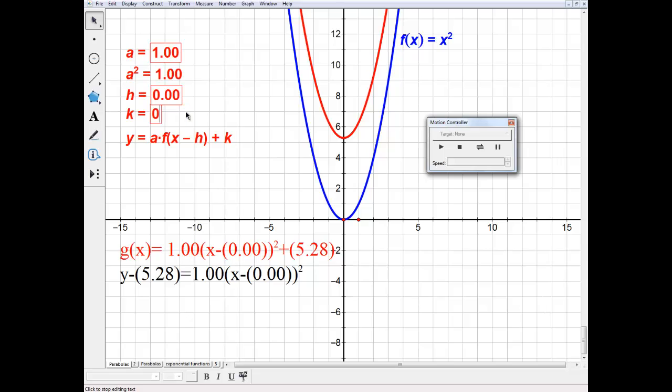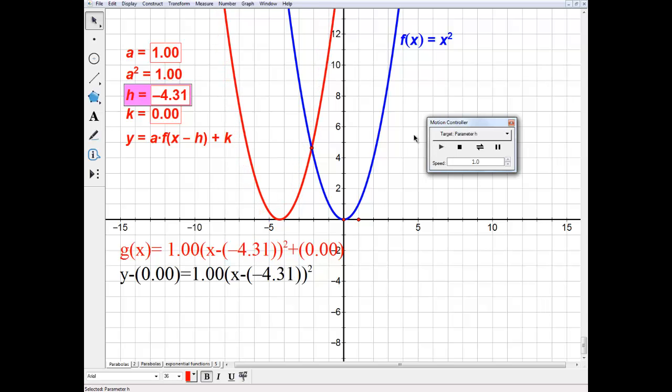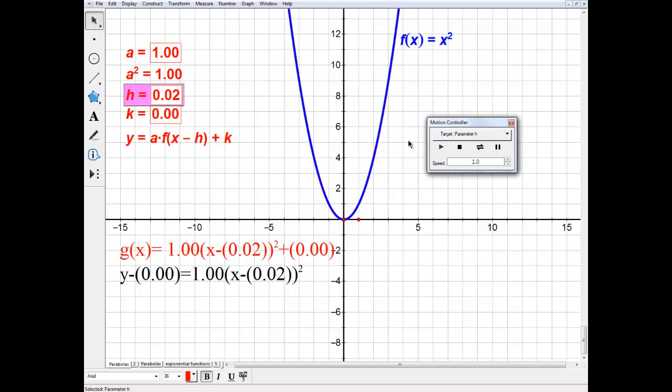What about the h value? We said that the h value determines how the graph shifts left and right. So let's take the h value and make it move through different h values, and you can see horizontal shifting is what is happening when your h coordinate is changing.